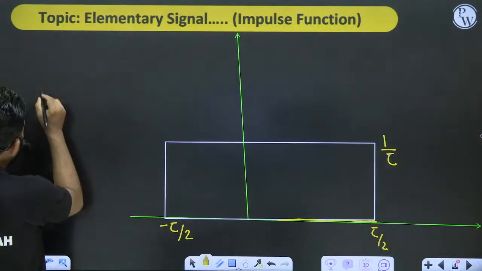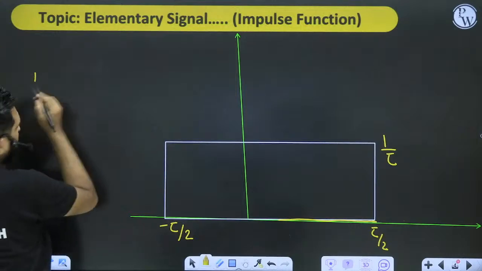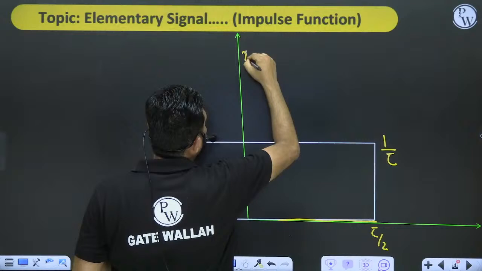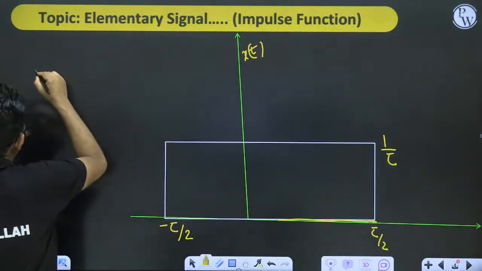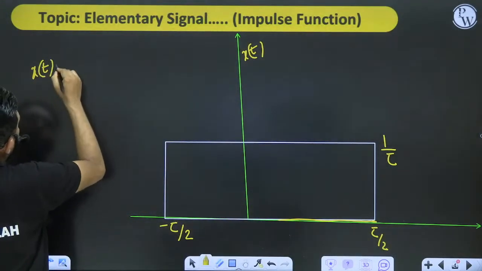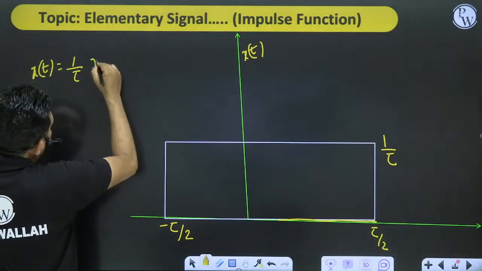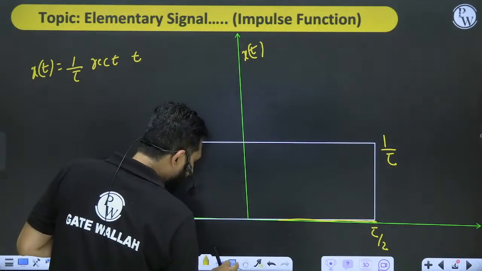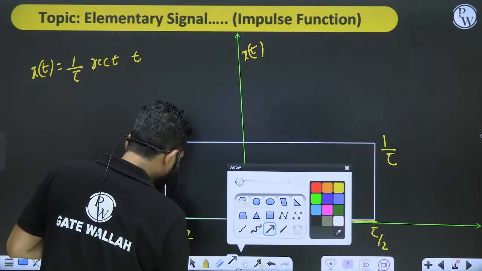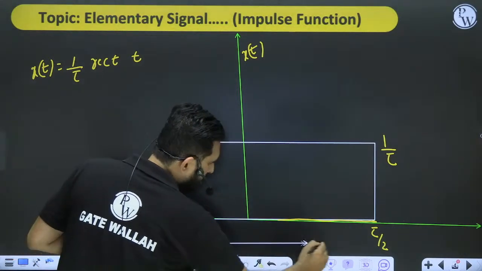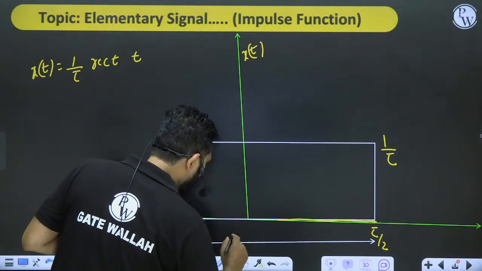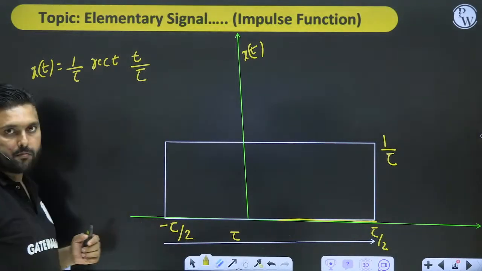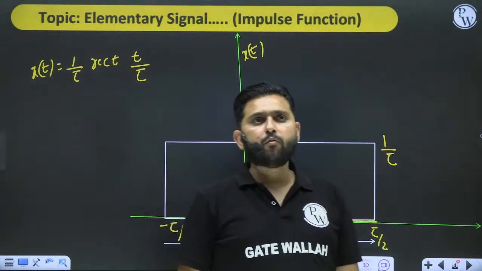How will you write this function? Let me call this x of t. Then x of t is 1 by tau rect of t by tau, where the total width is tau. So this is the function: 1 by tau rect of t by tau.